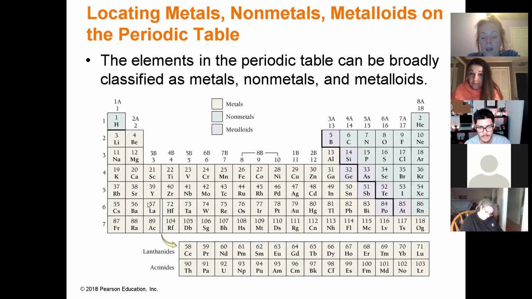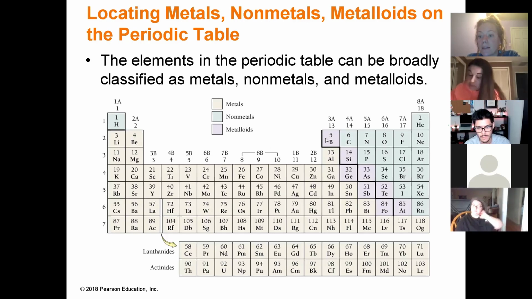All right. So as far as the metals are concerned, it's really everything down and to the left of our zigzag line. That includes these. And that's a majority of what we're working with. So a lot of the things that we encounter in elemental form are classified as metals.